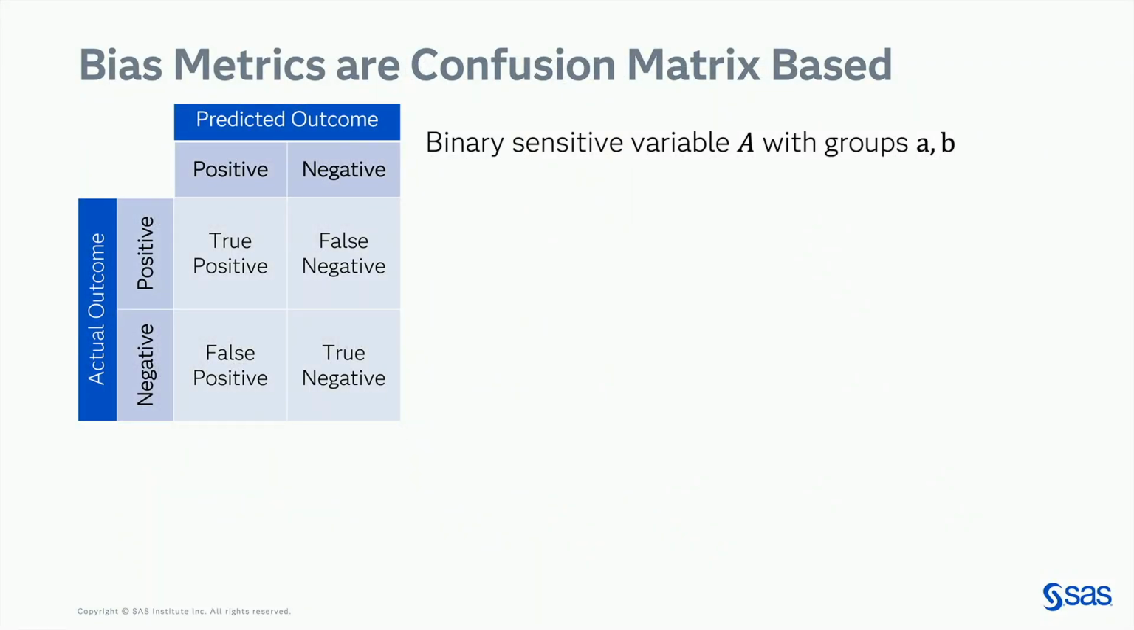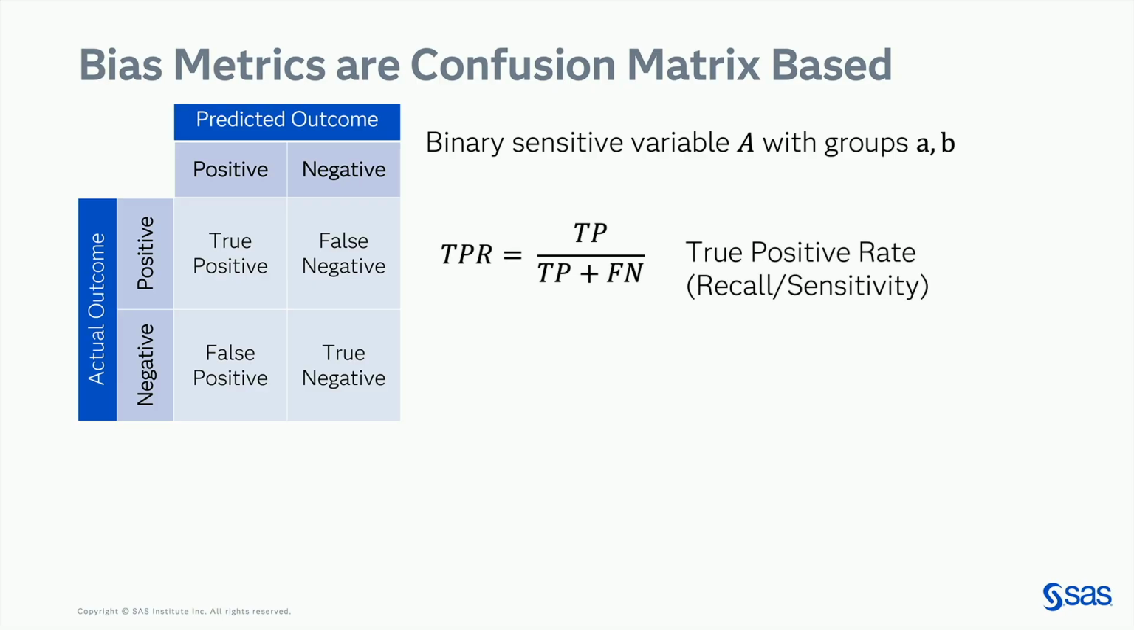So I've thrown up a confusion matrix here as we're going to talk about some of the bias metrics. Let's just consider a sensitive variable A or B, so not talking about any specific race, sex, gender, or anything, but just A or B. Those are the two categories. I'm going to talk about the bias of A versus B. So true positive rate, that's our recall or sensitivity. That's the number of true positives divided by the number of true positives plus false negatives.